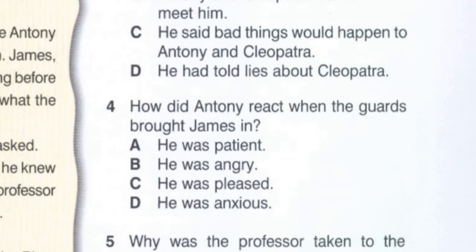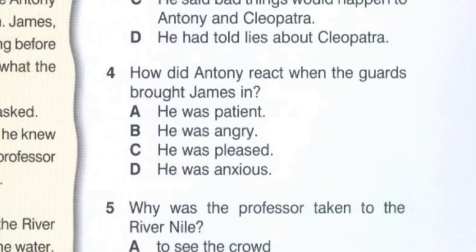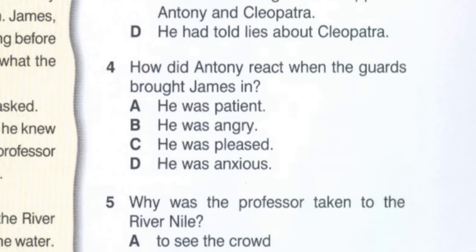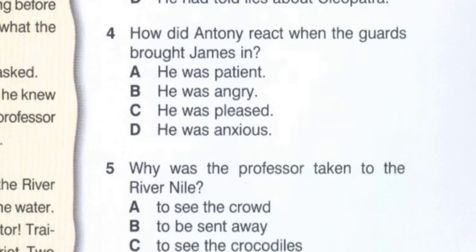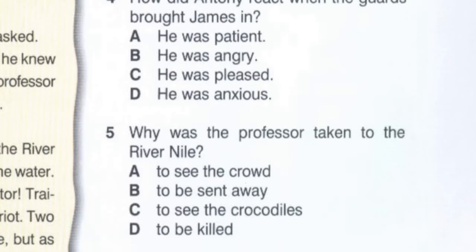Okay. Look at question number 4. How did Antony react when the guards brought James in? A. He was patient. B. He was angry. C. He was pleased. And D. He was anxious. What is the correct answer? A, B, C, or D? He wasn't angry, he wasn't pleased, he wasn't anxious. He was patient. A.